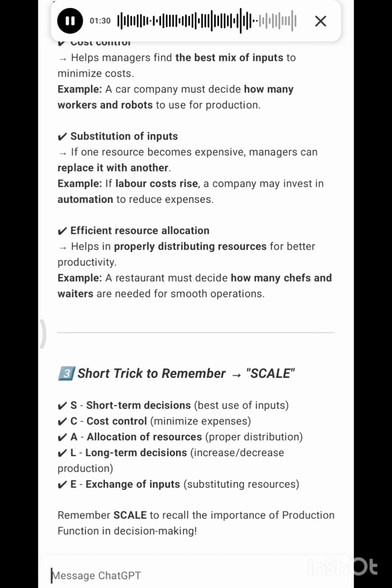SCALE. S: Short-term decisions, best use of inputs. C: Cost control, minimize expenses. A: Allocation of resources, proper distribution. L: Long-term decisions, increase-decrease production. E: Exchange of inputs, substituting resources. Remember SCALE to recall the importance of production function in decision-making.